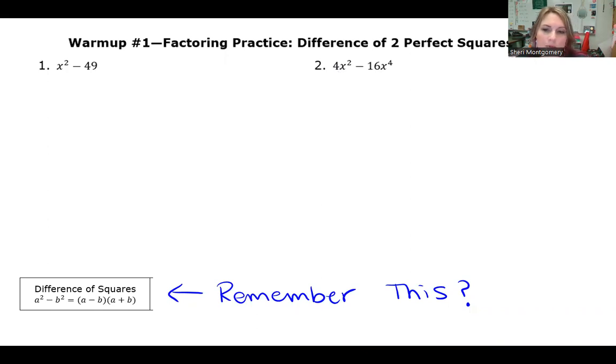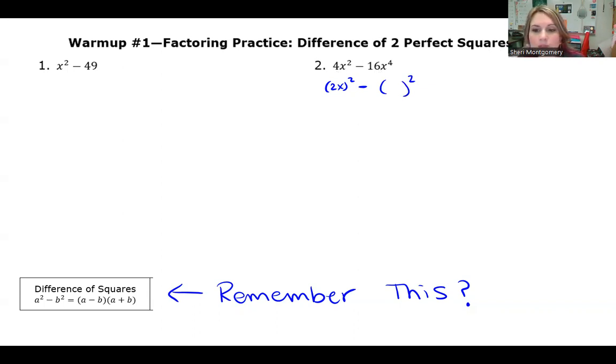So for the second one, you have to look at each piece. So the first term, 4 is the same thing as what squared? 2 squared. So I'm going to take that whole term and it needs to be something squared. So I get 2x, and that's the same thing. Do you see that? Do you agree? We're going to do the same thing with the second part. I'm going to rewrite it as something squared. Okay, so 16 is the same thing as what squared?